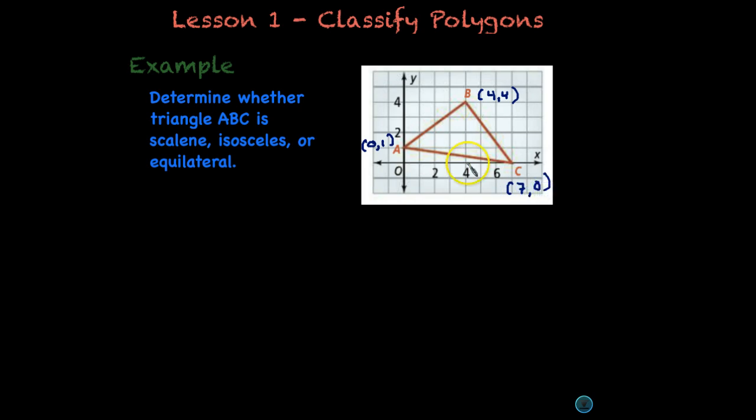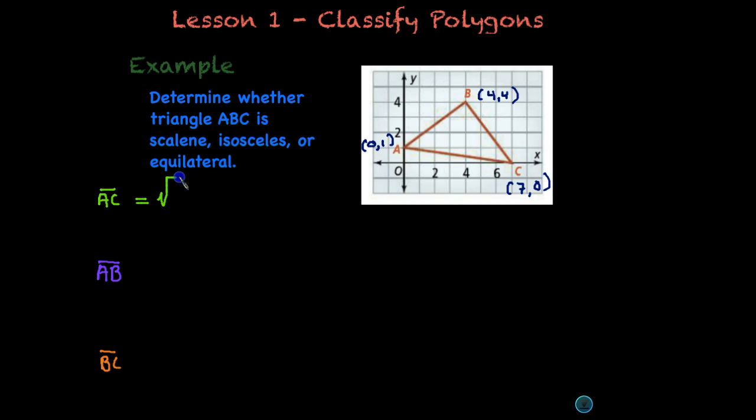Now we can use these coordinates and apply that to the distance formula. So we need to find the distance of side AC down here. We also need to find the distance of side AB, and we need to find the distance of side BC. That will be our last one. So let's go ahead and start with side AC.